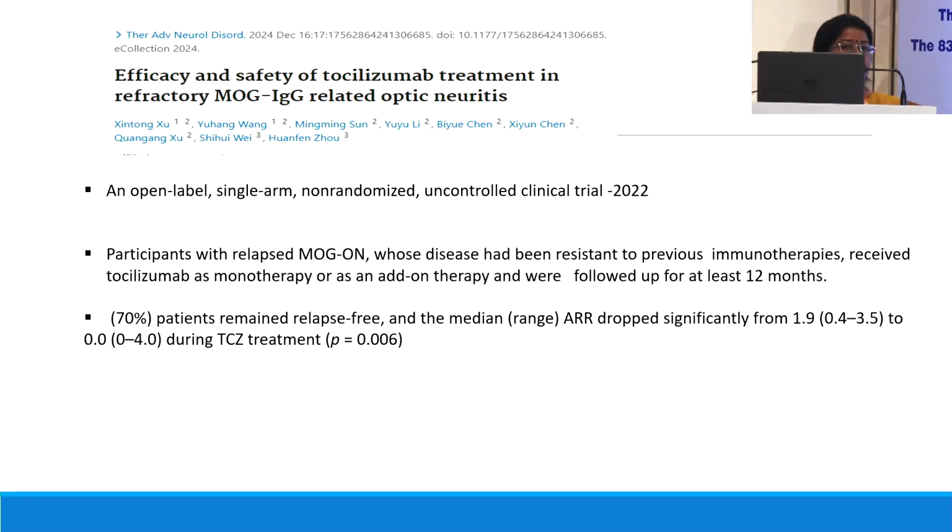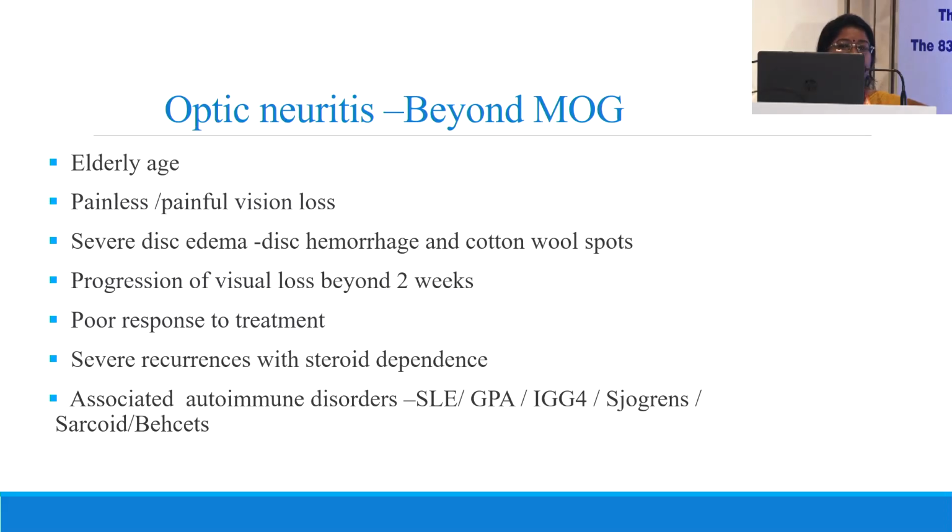And this is a study which has come up, an open label single arm study in the literature, where they tried tocilizumab for patients who are refractory MOG spectrum disorders, and particularly for the optic neuritis. And they found that the relapse rate was significantly low in 7 of their patients when they were given tocilizumab. So there are options for optic neuritis beyond MOG also in this part of the world.